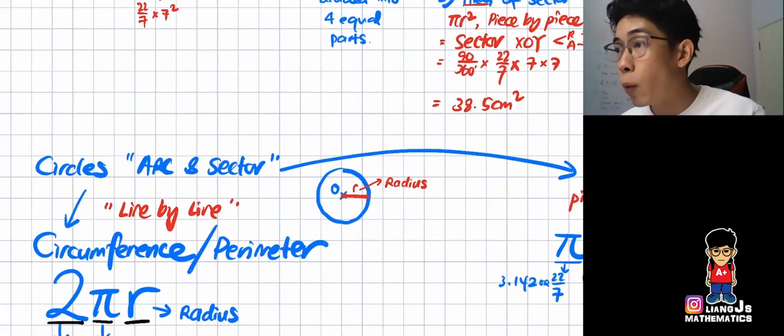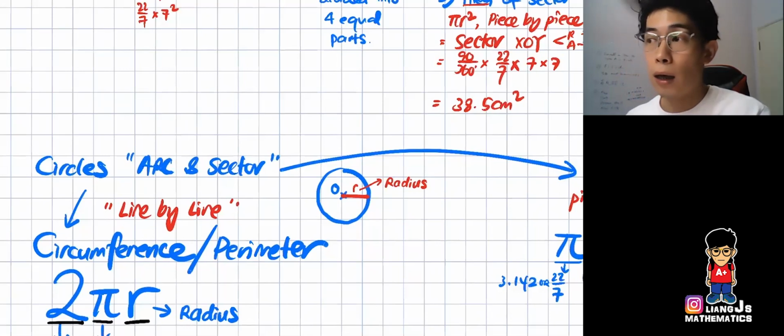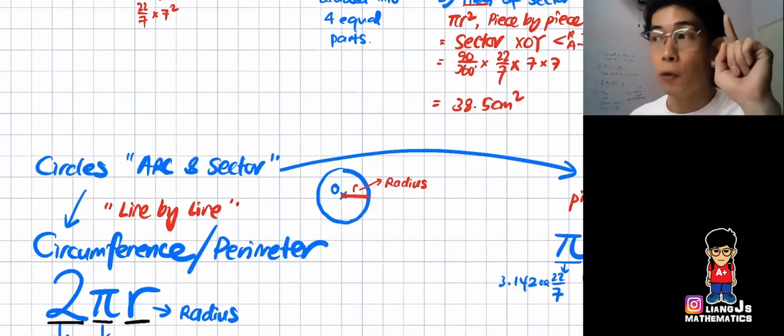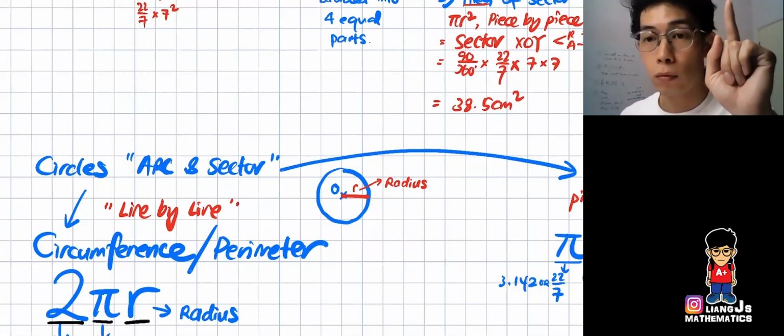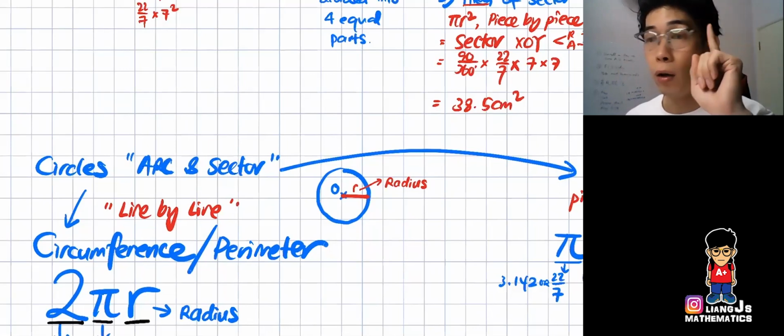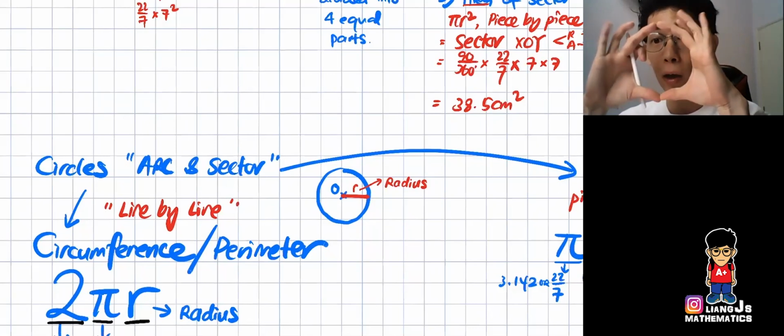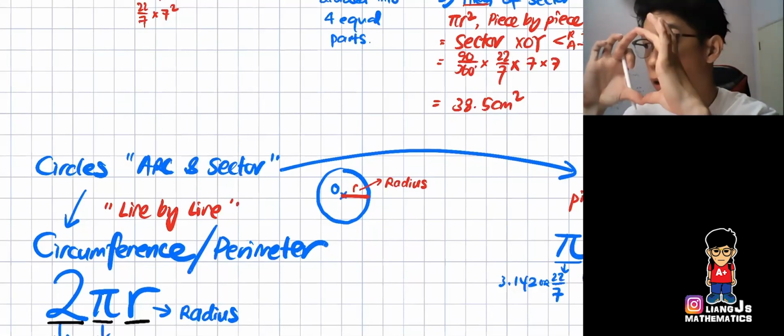Then for Ernie: teacher, why need to times 90/360? I thought the formula is pi r squared. Ernie, let me explain a bit of this. Because if you calculate your pi r squared, you will be getting the whole circle, you know. You'll be getting the whole circle.